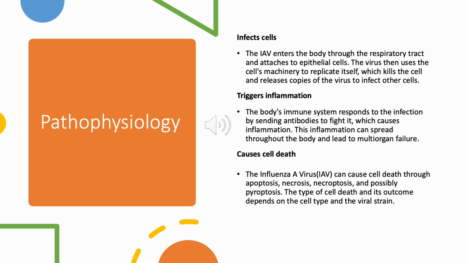Causes cell death. The influenza A virus, IAV, can cause cell death through apoptosis, necroptosis, and possibly pyroptosis. The type of cell death and its outcome depends on the cell type and the viral strain.